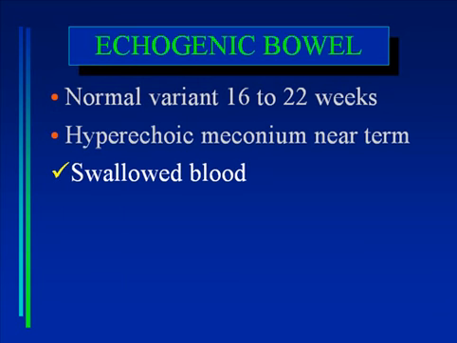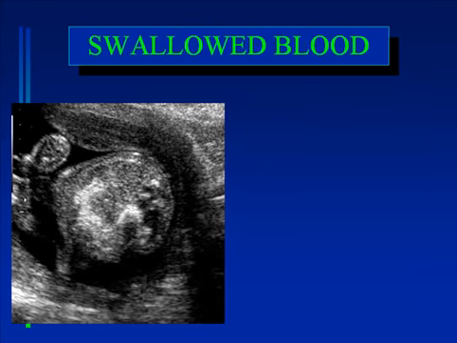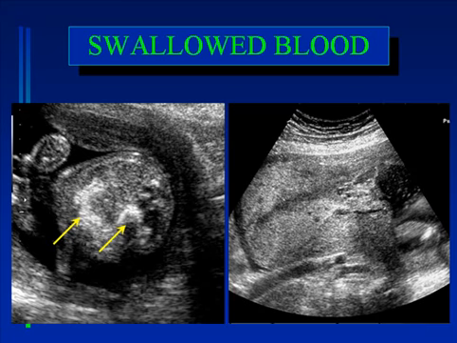Echogenic bowel can also be seen secondary to swallowed blood that's been swallowed from the amniotic fluid. It should be transitory if it's due to swallowed blood. So here we see a fetus with increased echogenicity in the bowel. This was on the basis of a placental abruption.